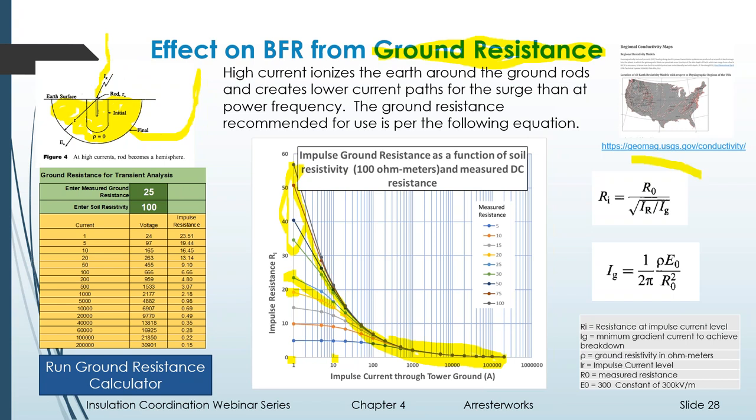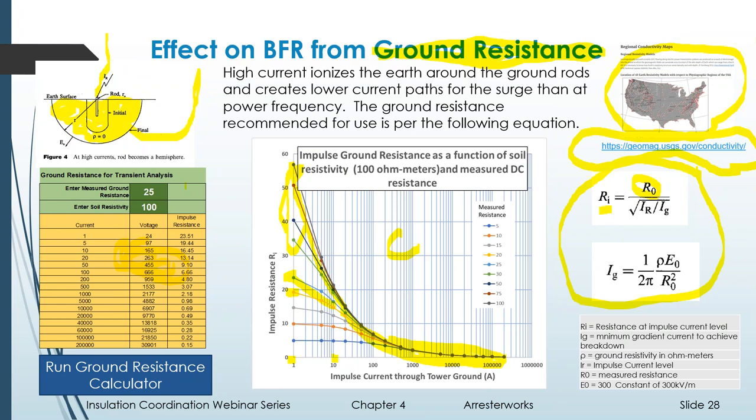If you want to run through this, these are the formulas for determining what the impulse resistance is based on the AC or the DC resistance that's measured. It's this formula that produced this curve, and it produces this table. And one of the variables, besides the AC resistance, is the ground resistivity. I know in the US you can get the ground resistivity pretty much anywhere on the internet. I'm not so sure about elsewhere, but I'm sure you must be able to get it worldwide. I bet if you go to this USGS website, they probably have links to the worldwide ground resistivity in ohm-meters.